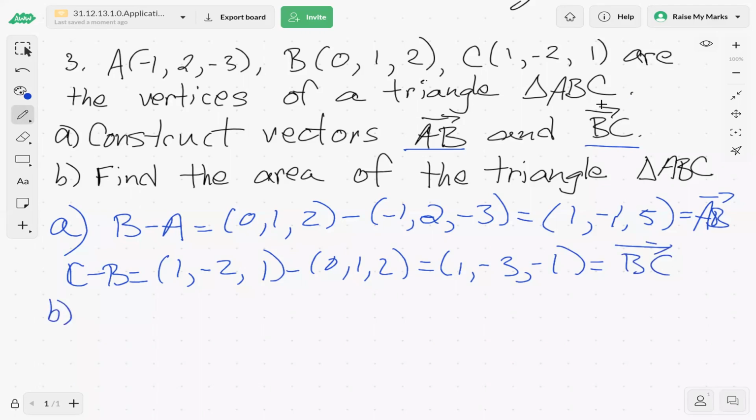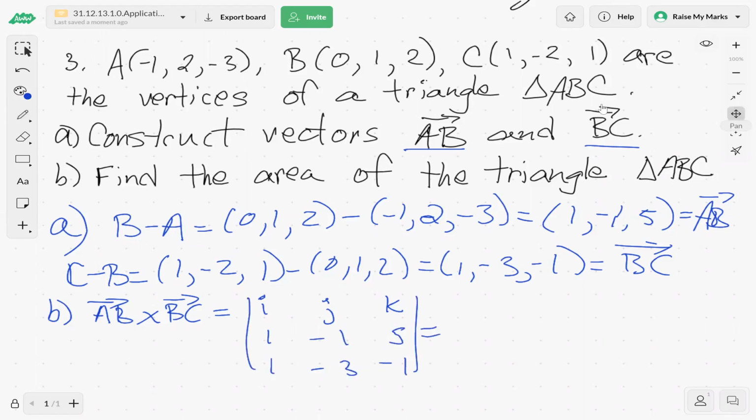Now part B, find the area of the triangle. So we need to find the cross product of these two vectors to start with. And then finally its magnitude, we take that divided by 2, but let's start with the cross product. All right, cross product of AB and BC. So we're going to make our box of numbers, IJK in the first row, AB in the second row, so 1, negative 1, 5, BC in the third row, so 1, negative 3, negative 1.